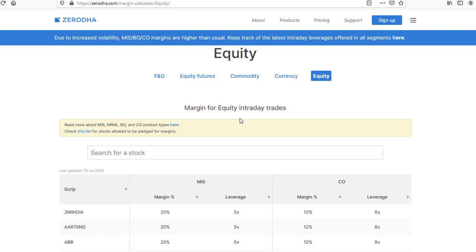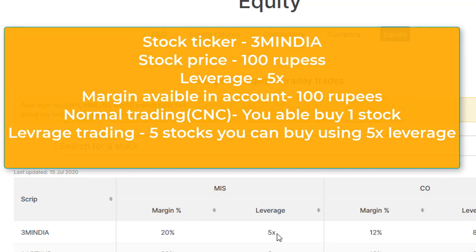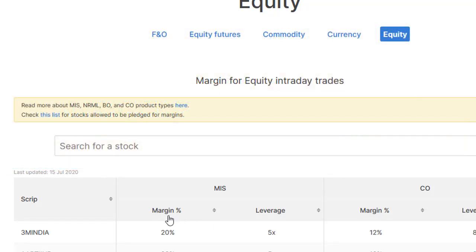Leverage and margin are different, but leverage shows you an exact number: how many times more margin you're getting. For example, here you can see 3M India has leverage mentioned as 5 times. Which means if you have 100 rupees in your account, you can buy up to 500 rupees of stocks using 100 rupees. And what is margin in percent?